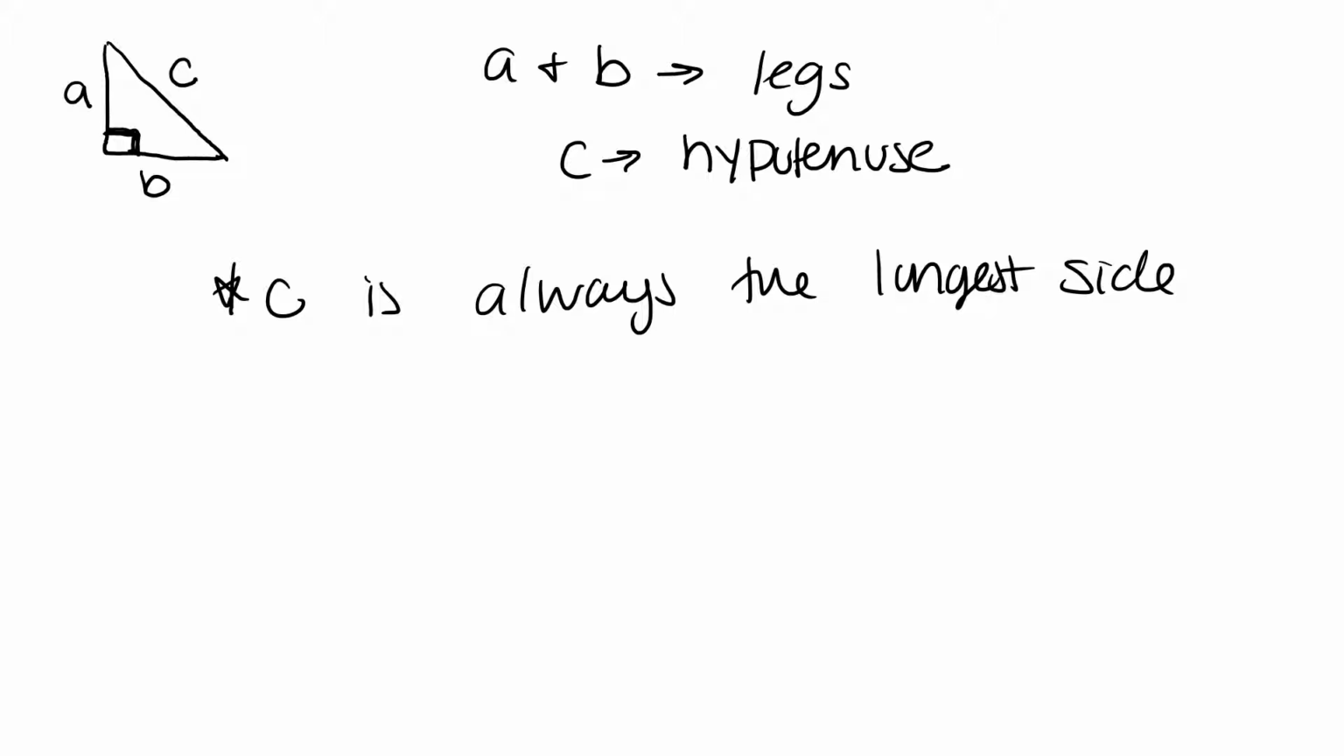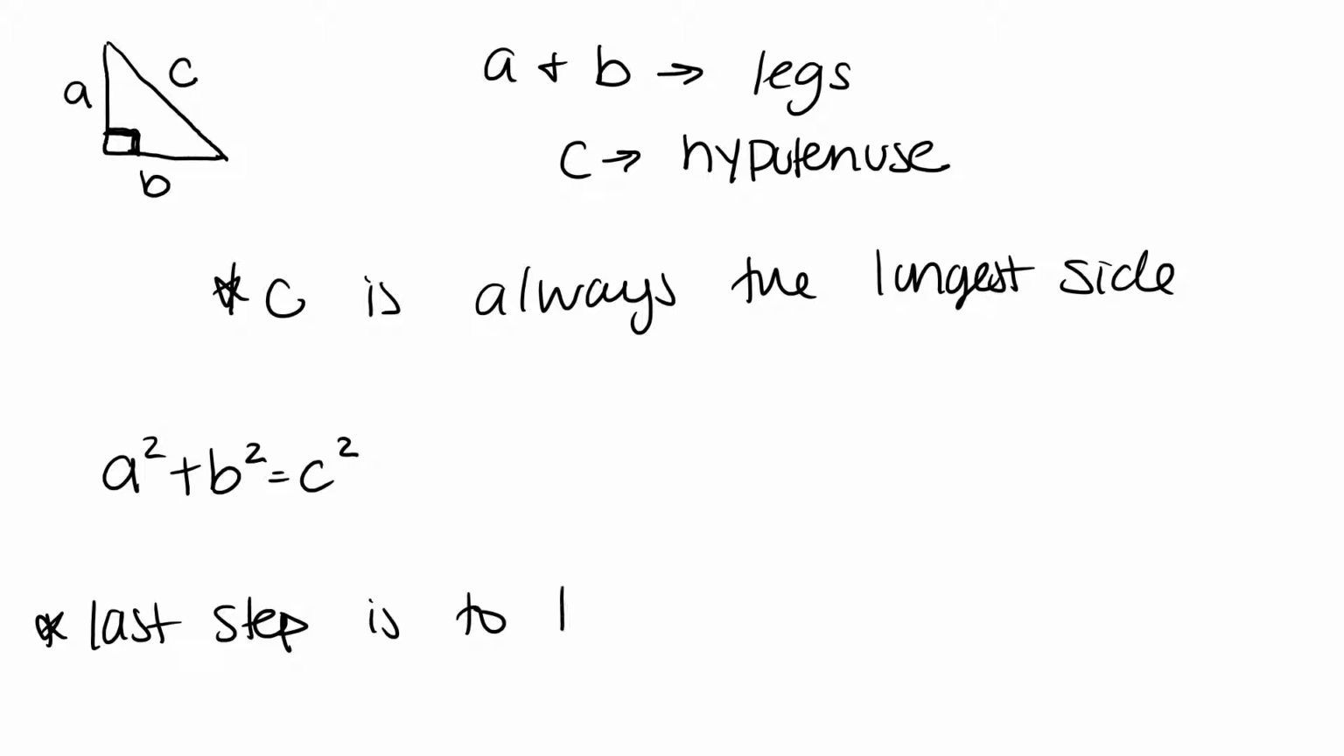And so what you're going to do is take the equation a squared plus b squared equals c squared, and that's how you solve the problem. Important to note that your last step is to take the square root. The square root symbol looks like this.